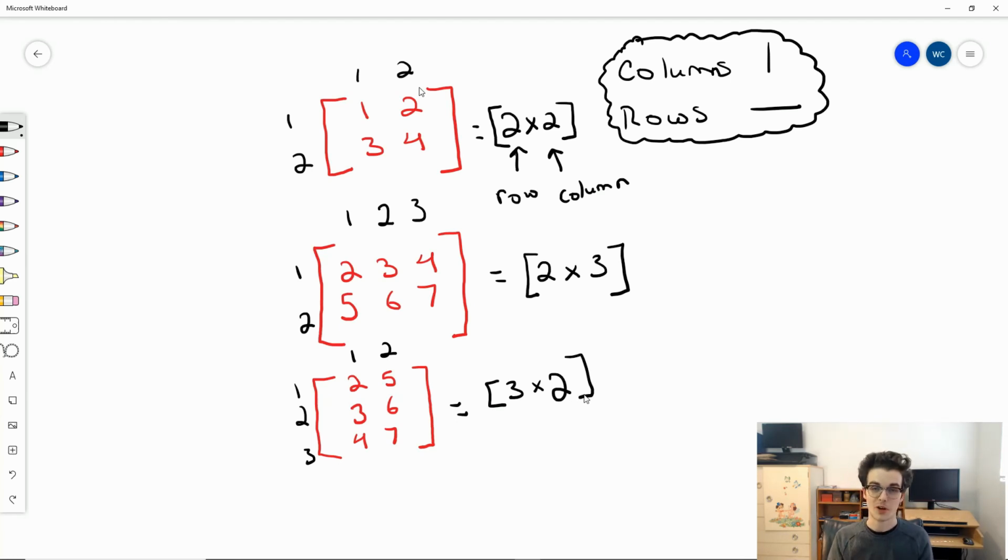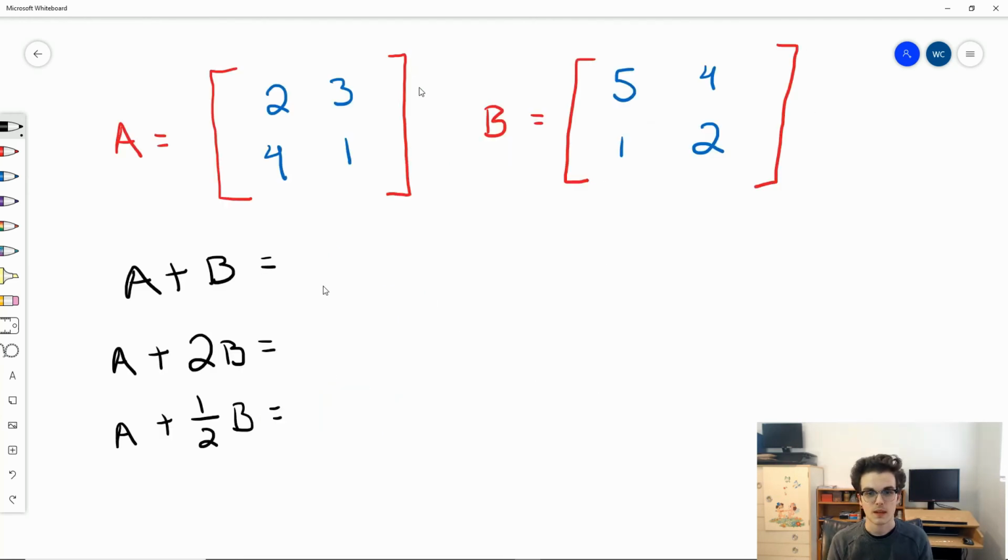So now we're going to move on to some simple addition practice. So here we have a few problems. We have a plus b, a plus 2b, and a plus 1/2 b. So whenever you have a number, a whole number or fraction in this case, in front of a vector or a matrix, you want to multiply this value inside of the matrix. So we're going to get to these in a second. Let's first start with a plus b, but just know we are going to cover this in a second.